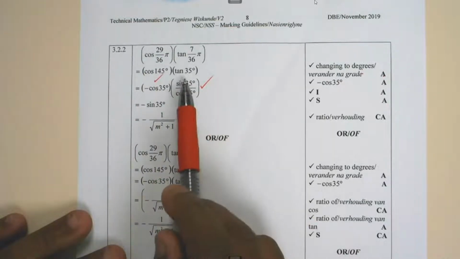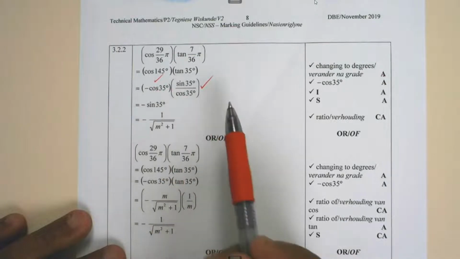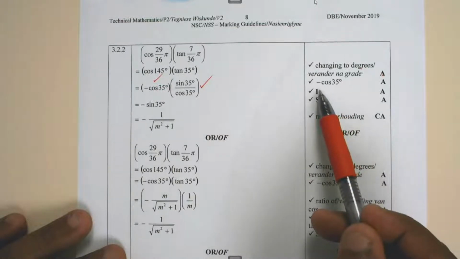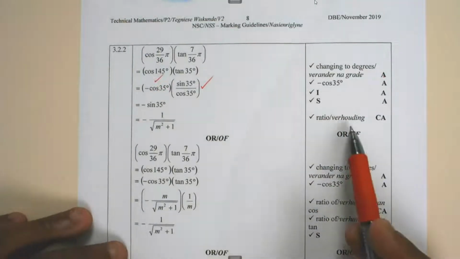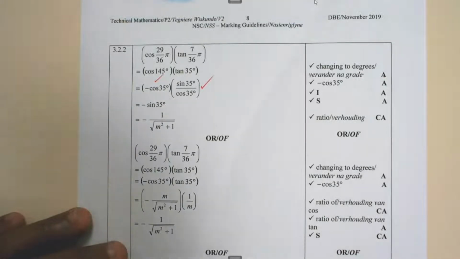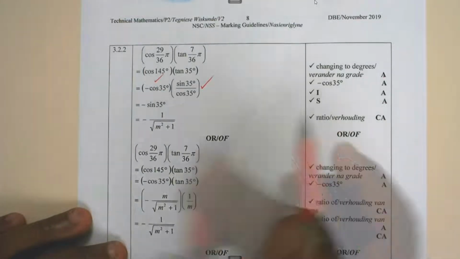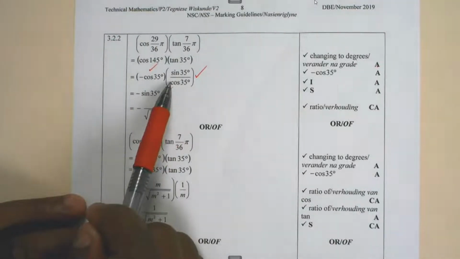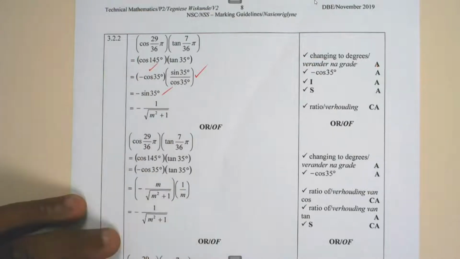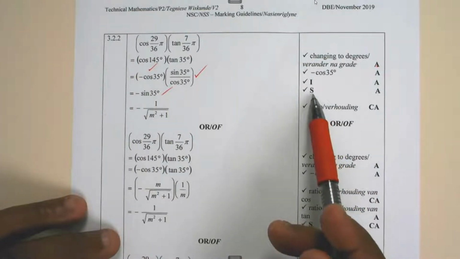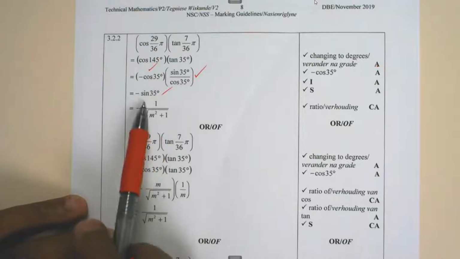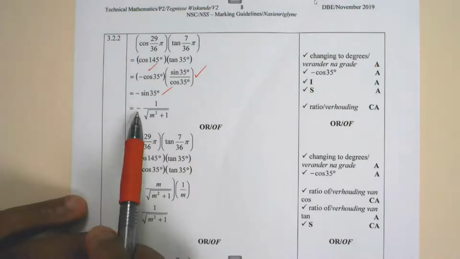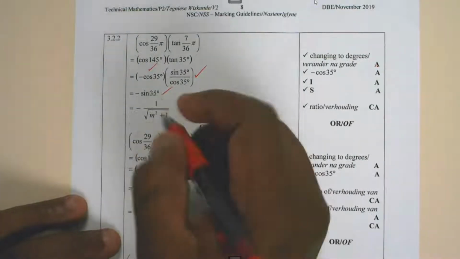The second mark will be for the quotient identity: tangent 35, writing it as sine 35 degrees divided by cos 35 degrees, which is an identity. 3 marks already. And then you'll have another mark, which is simplification. Where do you get simplification? Cos 35 into cos 35 goes once. You are left with negative sine 35 degrees. That is your simplification mark. And the last mark will be writing the ratio of sine 35 degrees in terms of m, which will be negative 1 over the square root of m squared plus 1. This is your last mark.